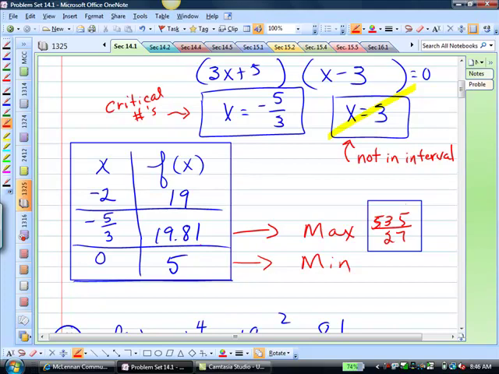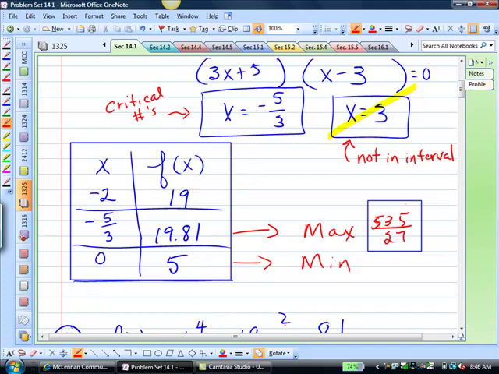Okay. And in MATLAB, they're going to want a fraction. So be sure that if you get 19.81, does it convert to this? Somebody try that for me and make sure. It does? Okay. So this is what you'll want for MATLAB. So you're plugging into the original and you're getting the numbers in this box. Then you're just looking, what's my biggest one? What's my smallest one? 19.81 is the largest, so that's my max. 5 is the smallest, that's my min.